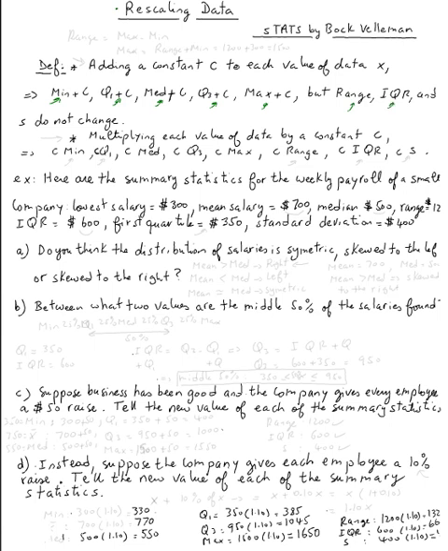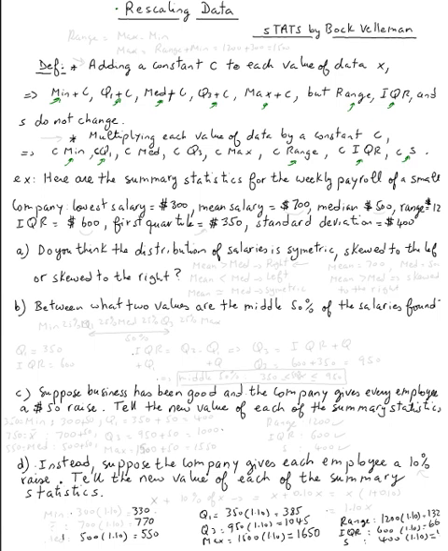Now what about multiplying? Multiplying each value of the data by c will multiply everything by c. See, the mean, Q1, all the way, even the range, the IQR, and the standard deviation will be multiplied by the same constant.